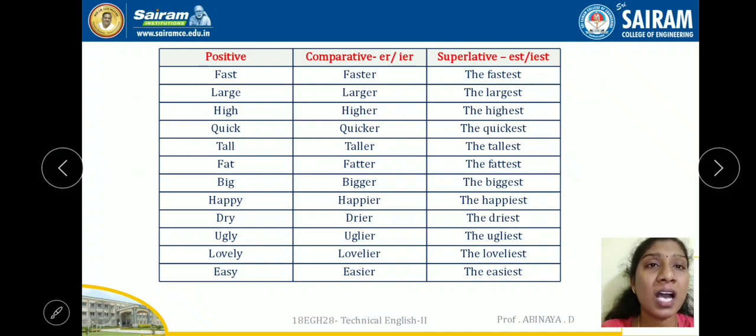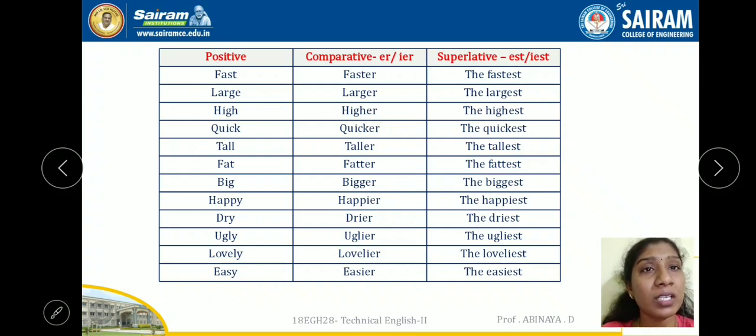See: fast, large, high, quick, tall, fat, big, happy, dry, ugly, lovely, easy. All these words are normal adjective words. But by adding ER and EST, IER and IEST, we have converted them into comparative and superlative. Why do we have to do that? I already told you, we have to do it like this to compare two nouns. While we are comparing two nouns, to show the degree of the quality of a noun, we have to change a positive, a normal adjective, into comparative and superlative form, right?